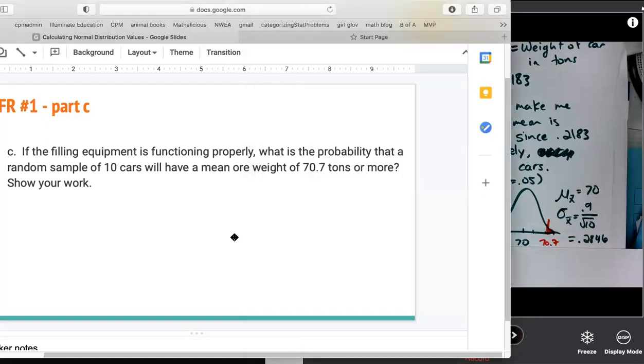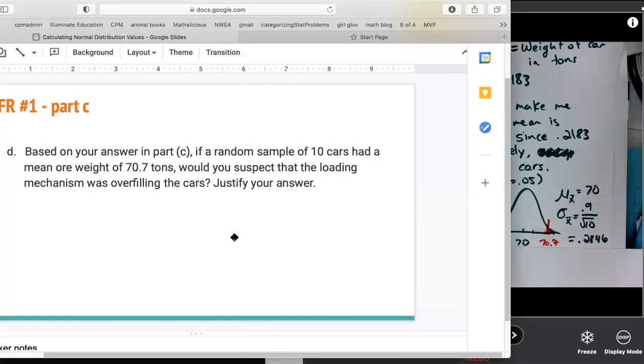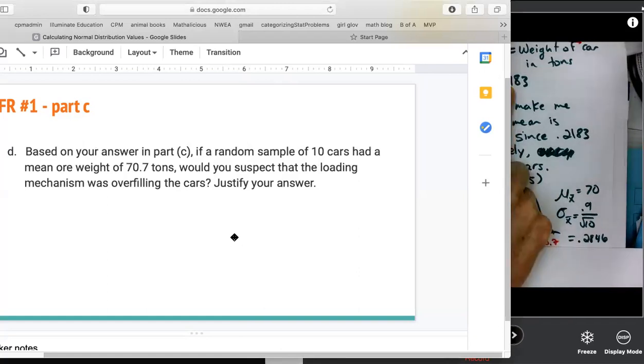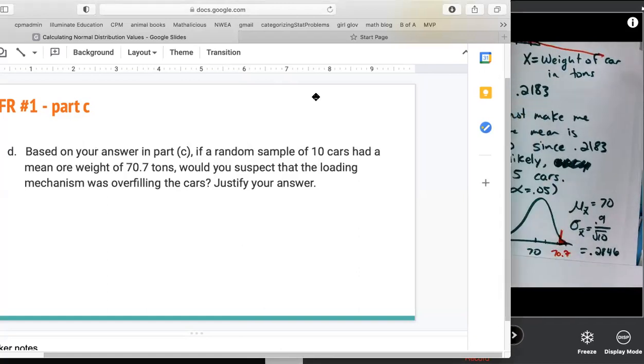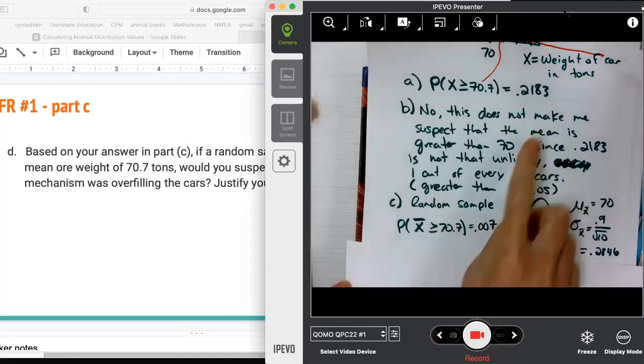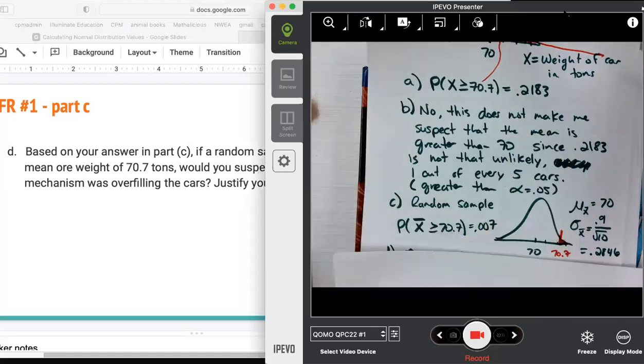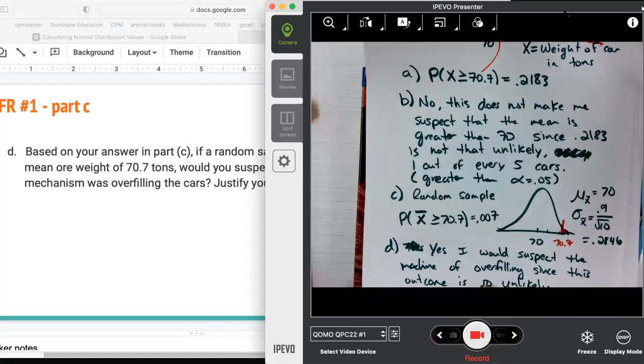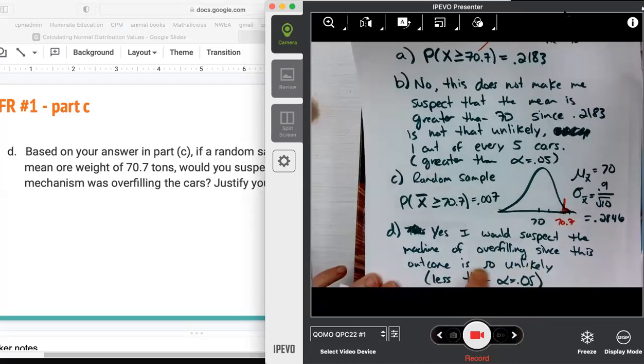And guess what? Part D asks the same question again: would this make us suspicious? The first one was not that unlikely, over 20% of the time. This one, less than 1% of the time. So in this case, yes, I would suspect the machine of overfilling, since this is so unlikely.